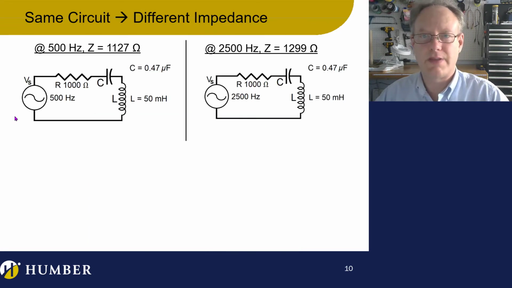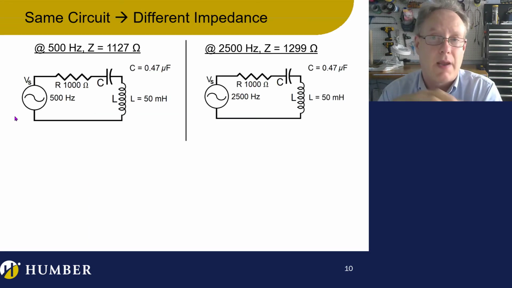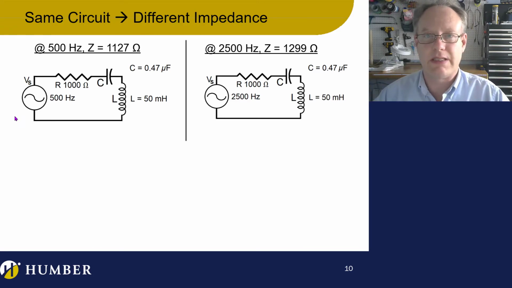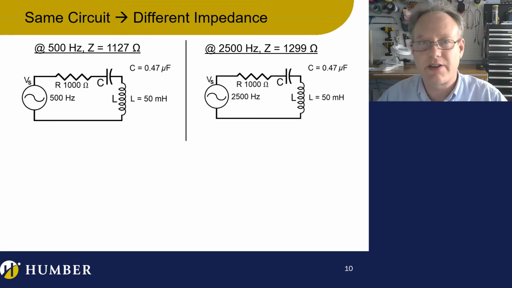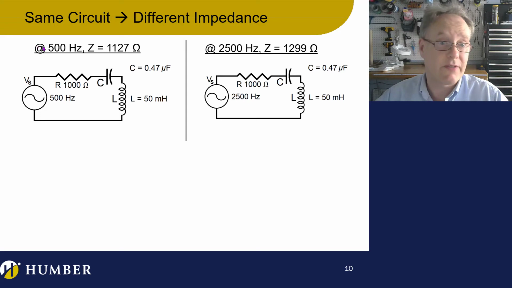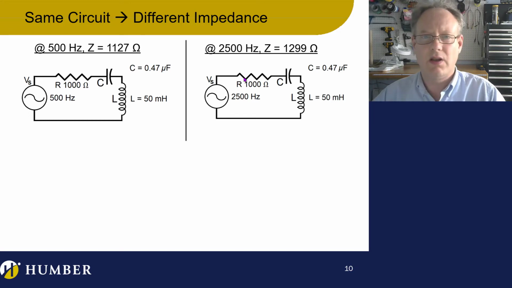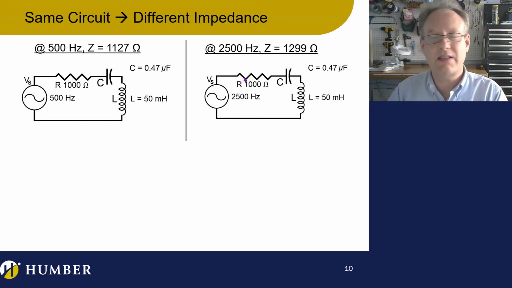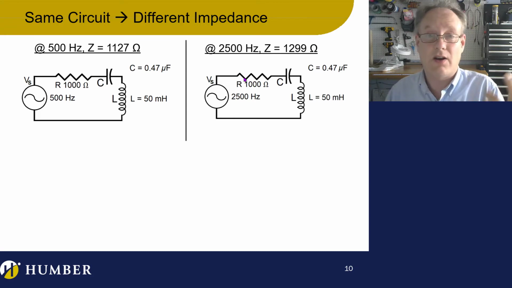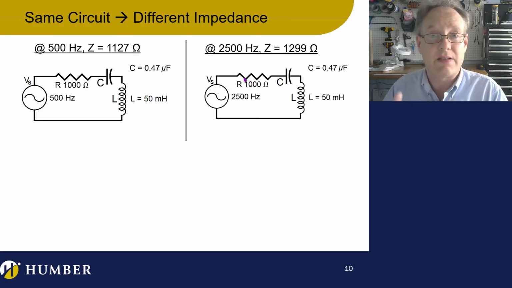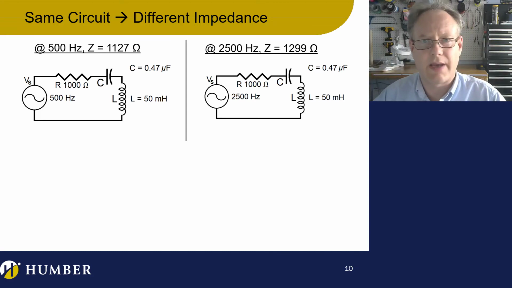What I want to do is take the same circuit and put it through different frequencies and analyze it. So we're going to take an RLC circuit and put it through different frequencies. This one is going to be 500 hertz. The same circuit is going to be operating at 2500 hertz. And we're going to look at how the inductive reactance, the capacitive reactance, and the impedance respond to that. Okay, let's move forward.